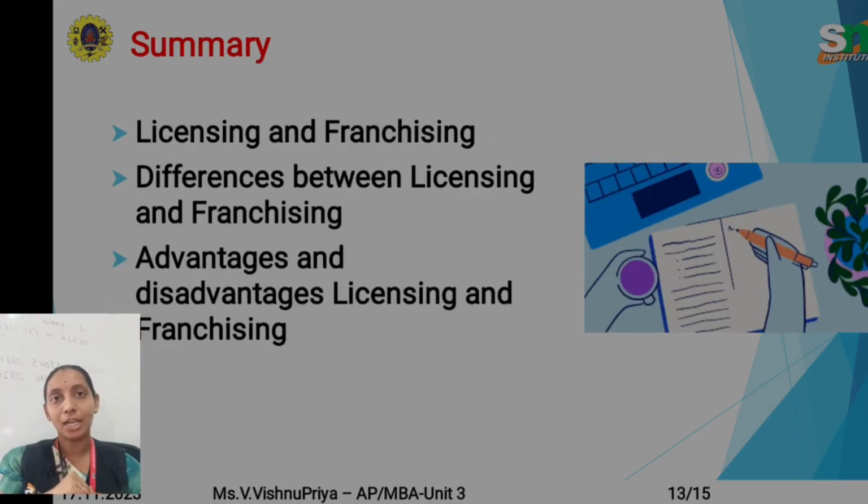Next, a summary of what we saw in today's class. You know what a license and a franchise mean, and the difference and advantages and disadvantages. The differences we saw in 6 points: their meaning, which one is structured, which is negotiable, which is governed by contract law and which by company law, and which has more unique things. Those are in the summary topics. Advantages we saw in 5 points, and disadvantages in 3 points.